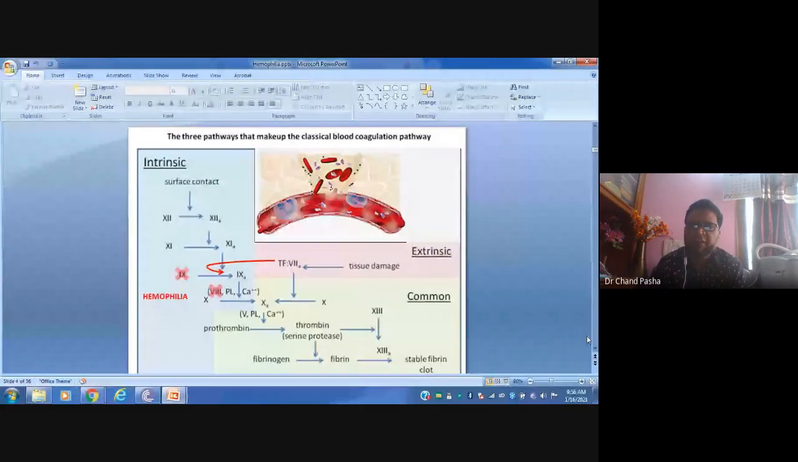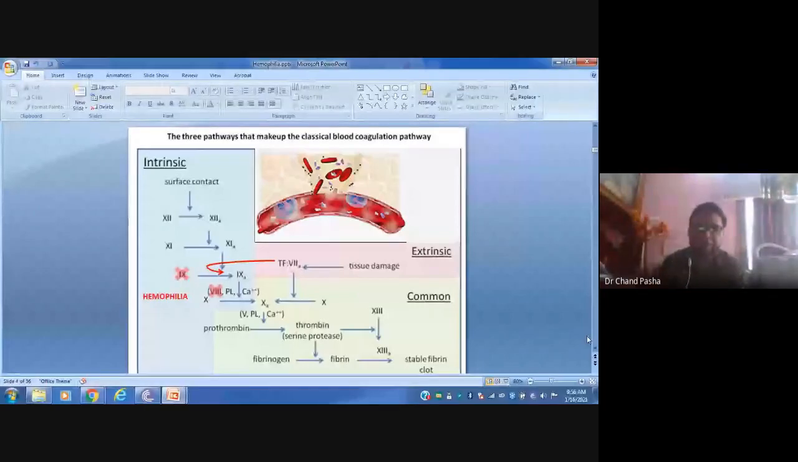Whereas in the extrinsic pathway, with tissue damage, the tissue damage factor will be activated along with factor 8. It will convert the 10th factor into activated 10th factor. Then prothrombin will be converted into thrombin with the help of factor 5 and calcium. And thrombin, along with the activated factor 13, converts fibrin into clots. I told you the thrombin is a serine protease: it cuts the fibrinogen and removes the inactive portion, then active fibrin is created.